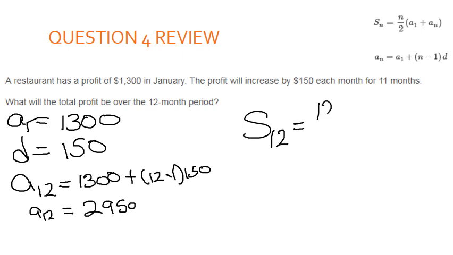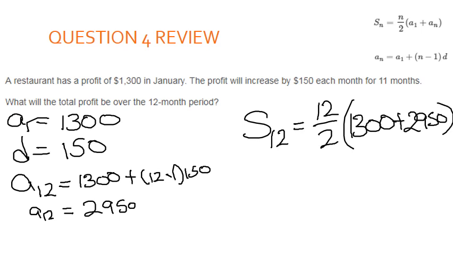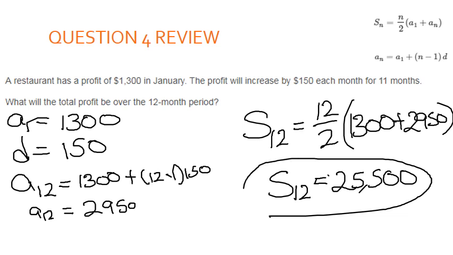Now I can find the sum of those 12 months. So I have the 12 divided by 2. The first month, you had $1,300, plus the last month, $2,950. Add those up. So the sum of the first 12 months is going to be $25,500. Pretty good profit over a 12-month period. So that's how you would find the sum of all those profits per month.